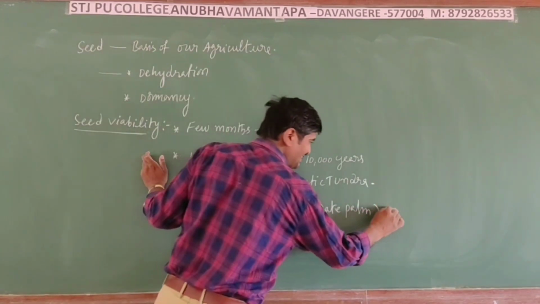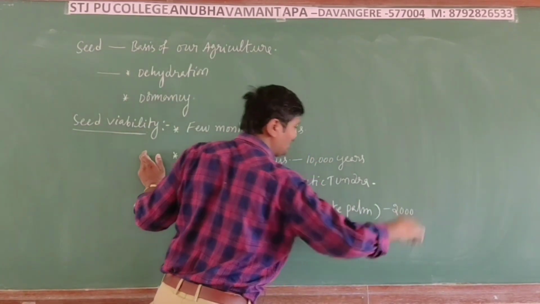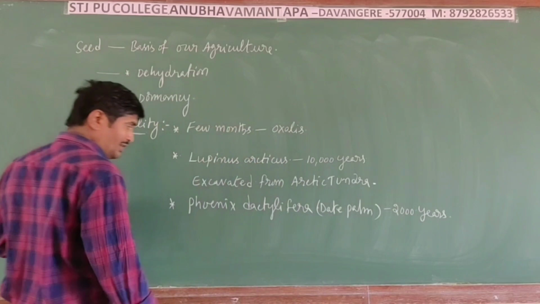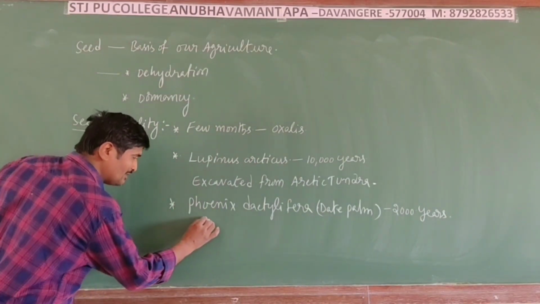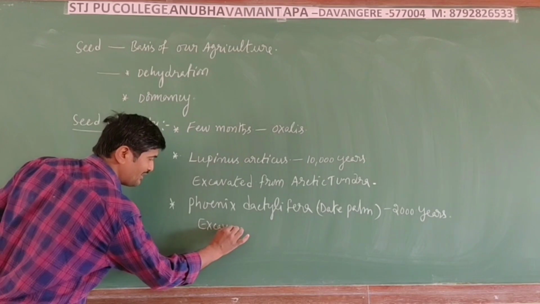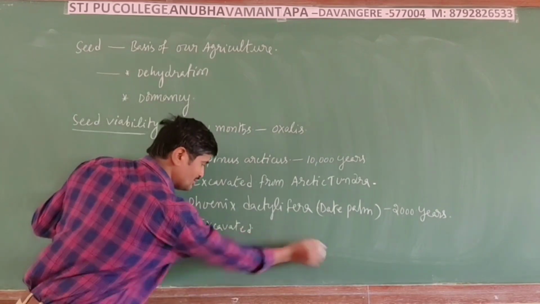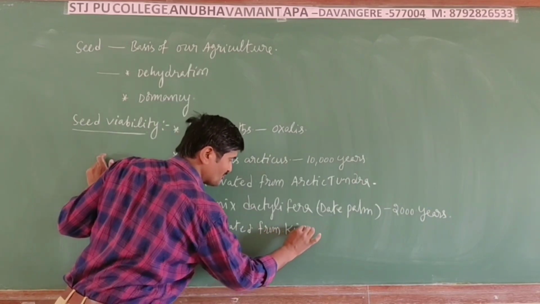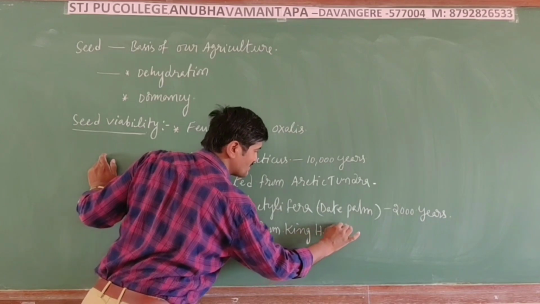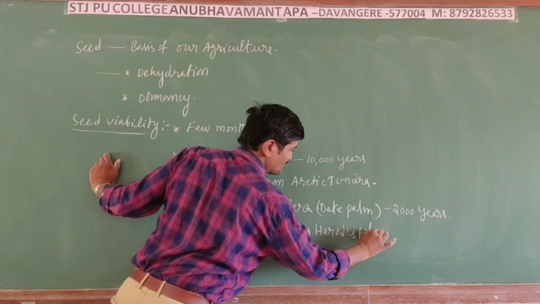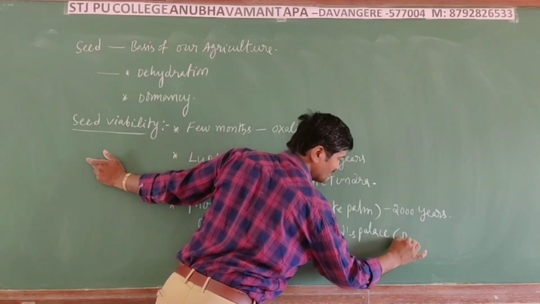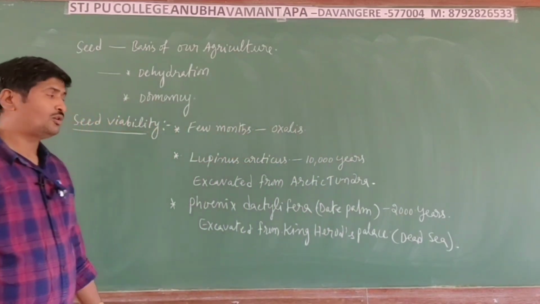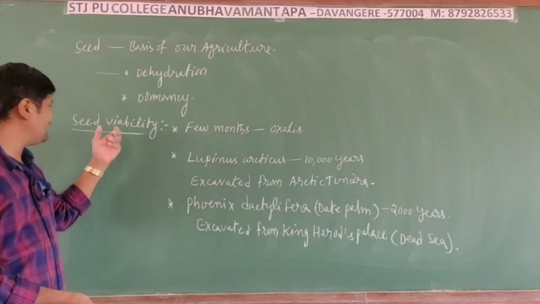The seed viability is nearly 2000 years, the oldest viability. It is also found in the archaeological excavation from King Herod's palace. It is nearly Dead Sea. So these are the best example for the seed viability.